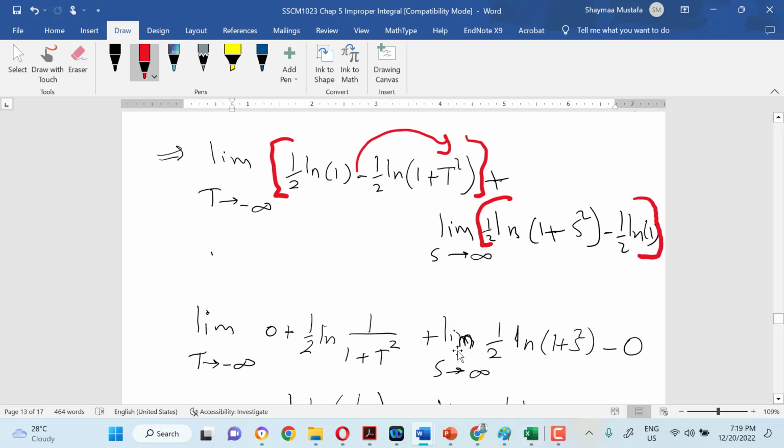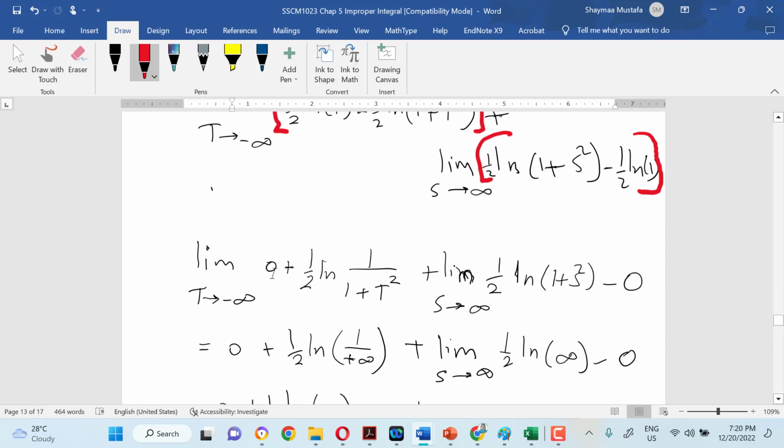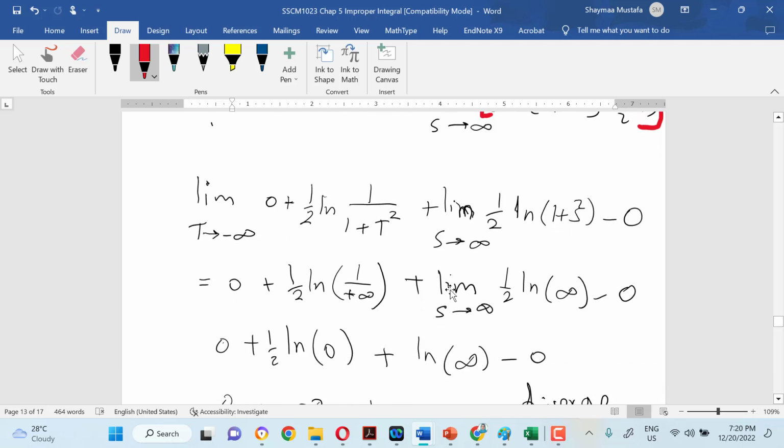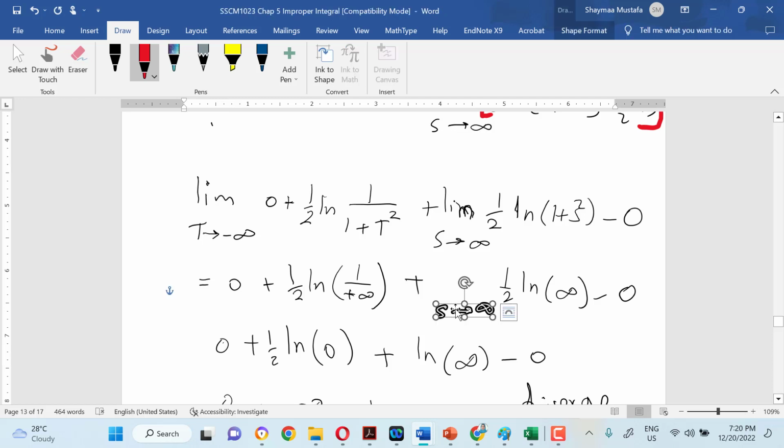Plus the limit of 1 over 2 ln(1 plus s squared) minus 0. Now this 0 is a constant. Substitute minus infinity here, so you have ln of 1 over infinity, plus substitute infinity here, 1 over the logarithm of infinity, minus 0. We have to substitute.